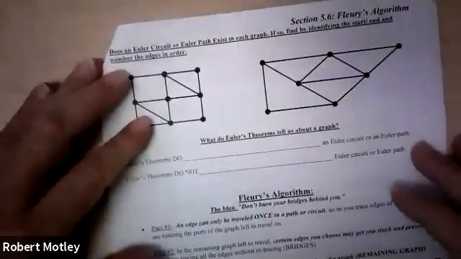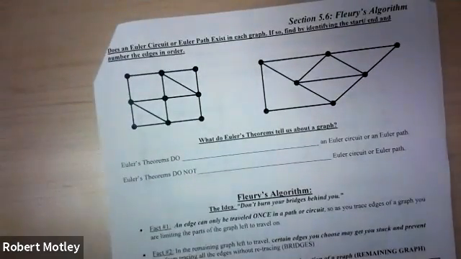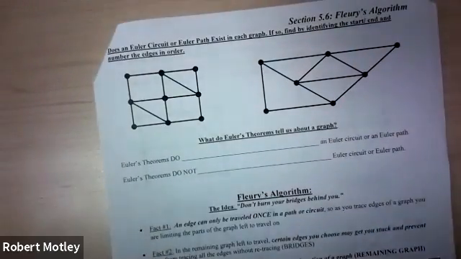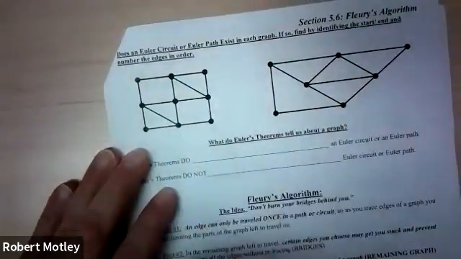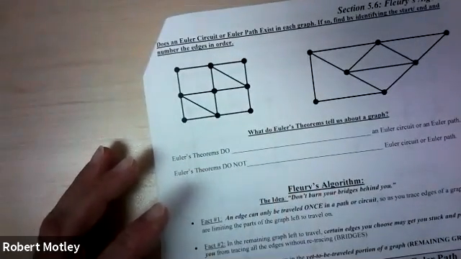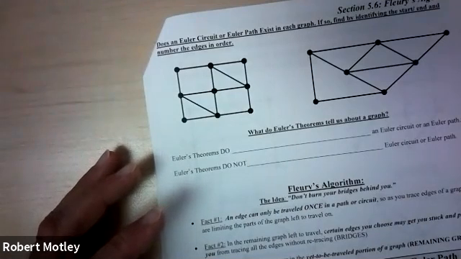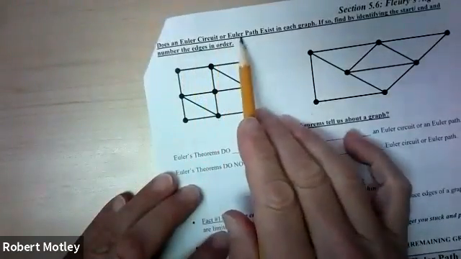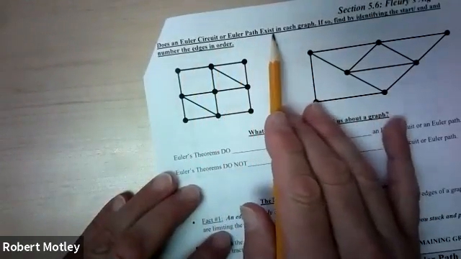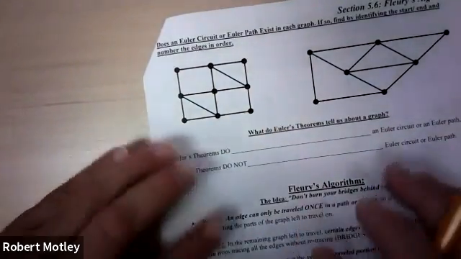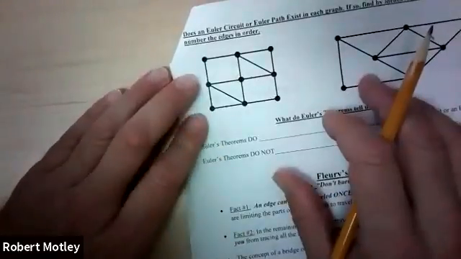This first one we're gonna do is called Fleury's algorithm. But the first part wants us to find if an Euler circuit or an Euler path exists for each graph. If so, identify the start and end and number the edges in order.